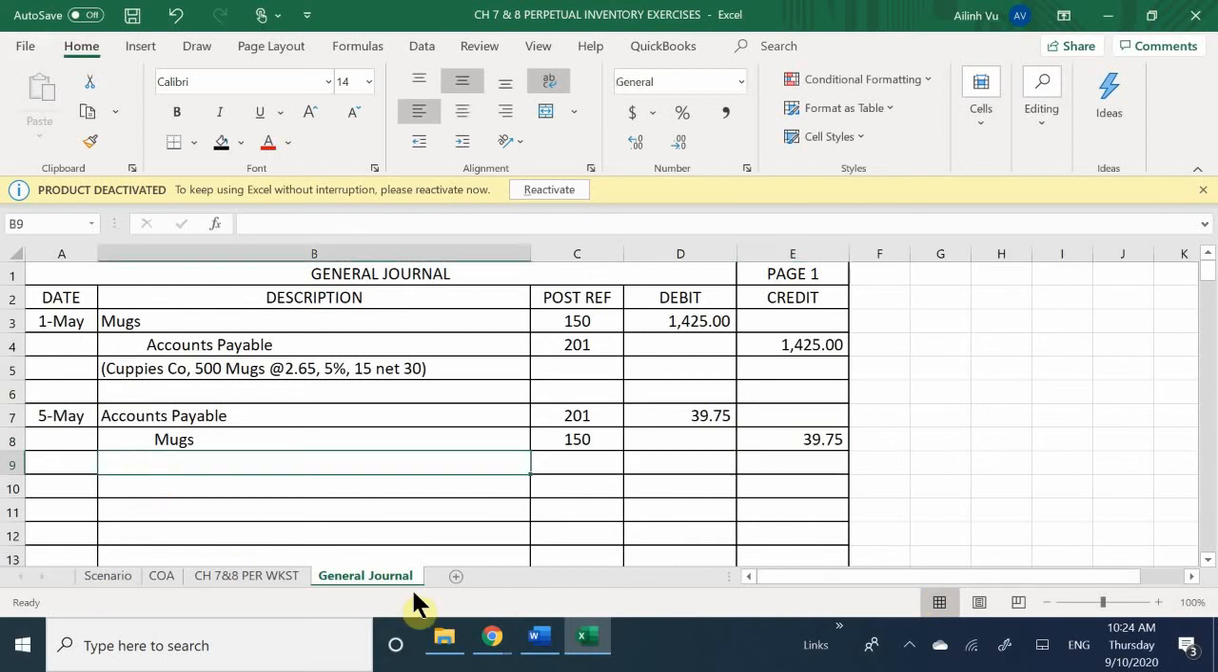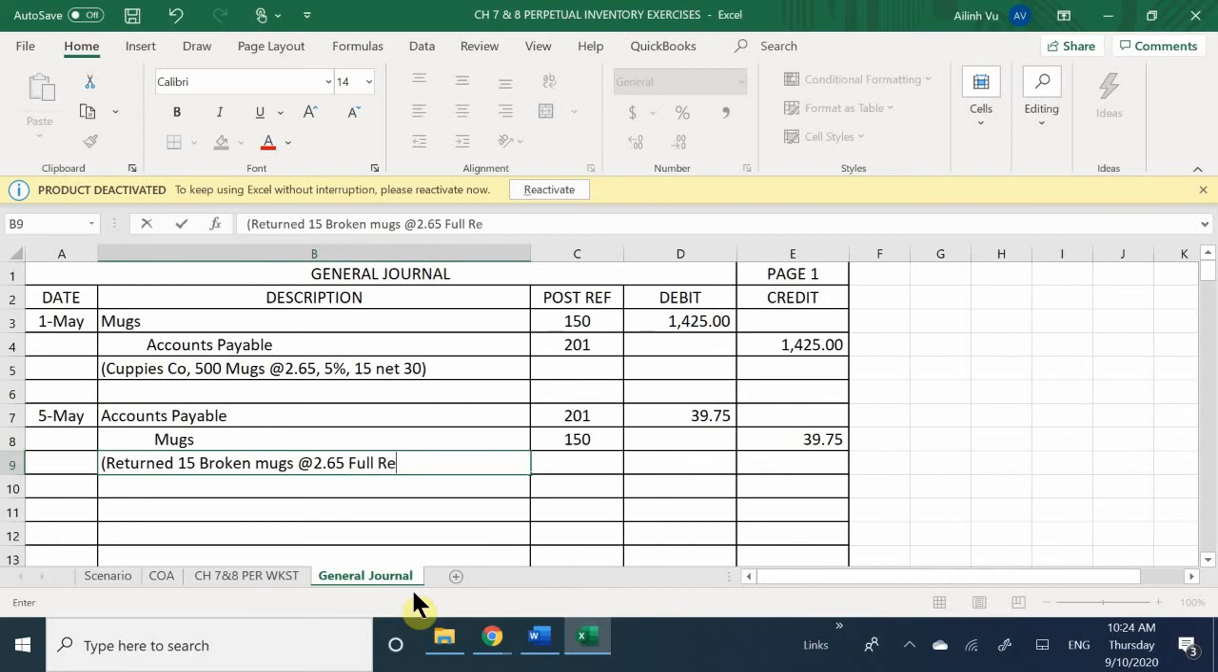And in this case, you can go ahead and put in your description. Returned 15 broken mugs at $265 full refund. Okay, so we completed our journal. Any questions to what we just did?